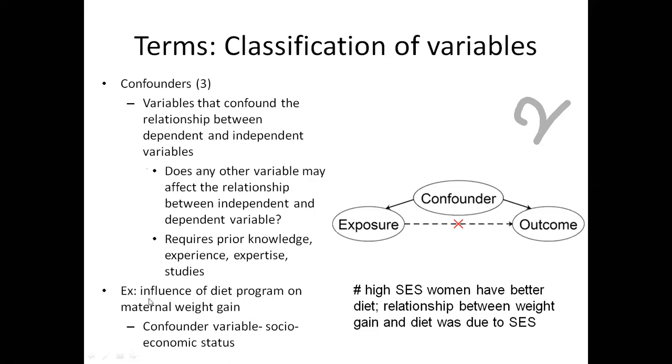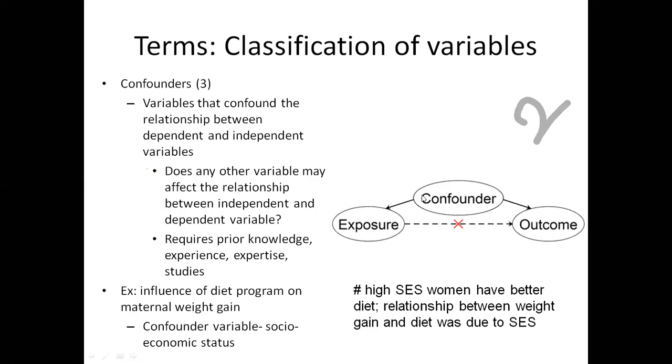So in this case, for example, if you're trying to look at the influence of diet program on maternal weight gain, socioeconomic status could be a confounder variable, right? So for example, if you consider socioeconomic status as a confounder and diet is the exposure, and then you see what is the effect of diet on maternal weight gain.